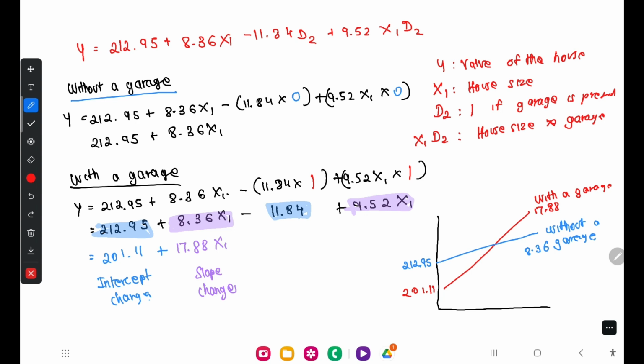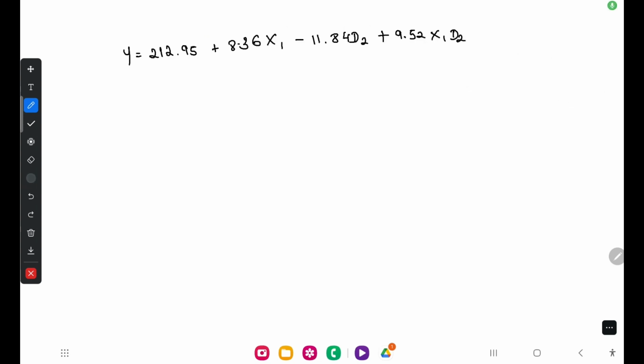So when you add an interaction term, remember that you have to multiply those two independent variables, but you shouldn't omit their individual ones as well. You have to include them. So see, I have x1 separately, d2 separately, then both of these together as well. Let's look into the interpretation of the regression coefficients when there is an interaction term. You can see we have an interaction term of 9.52 x1d2.